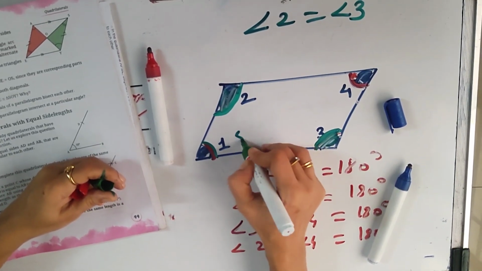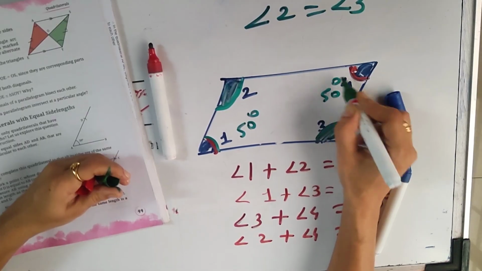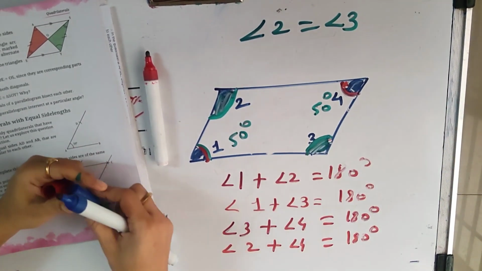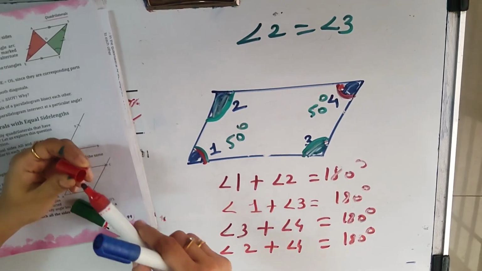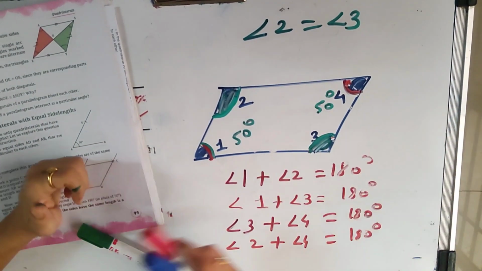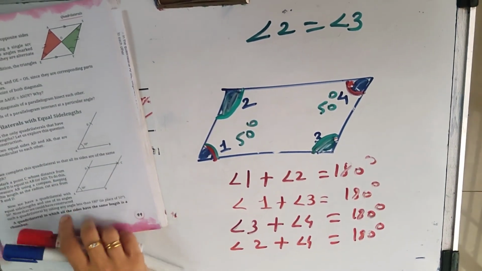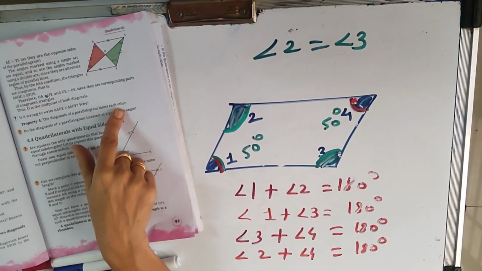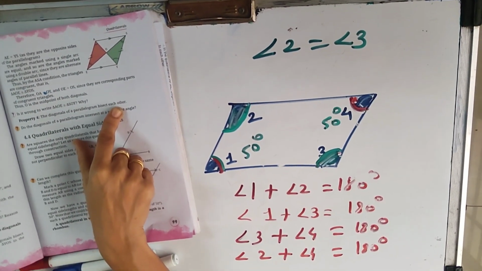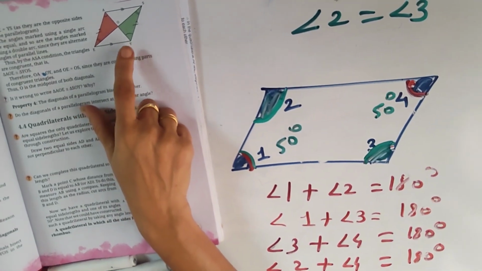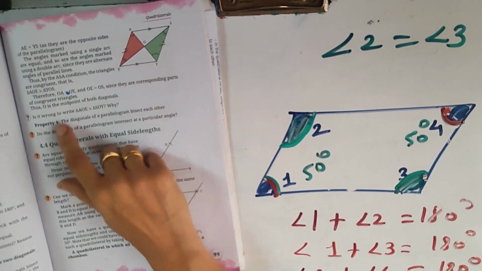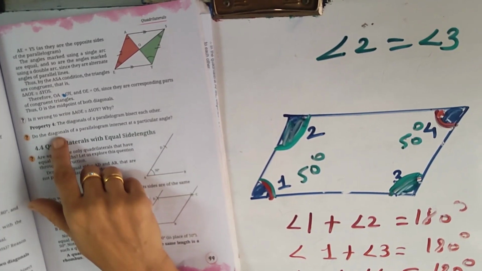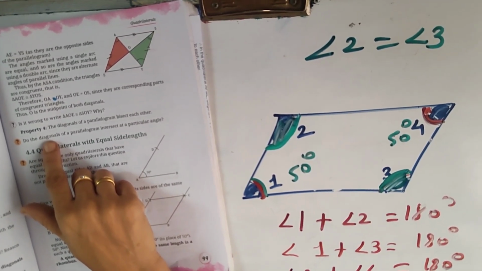मतलब angle 1 is 50 degrees, then angle 4 is also 50 degrees. What is the reason? Opposite angles are equal in a parallelogram and adjacent angles are supplementary. This is one more property you have to learn. Again, the fourth property is that the diagonals of a parallelogram bisect each other. All these properties we will discuss again in our class. You have to view the proof of how the diagonals of a parallelogram bisect each other.